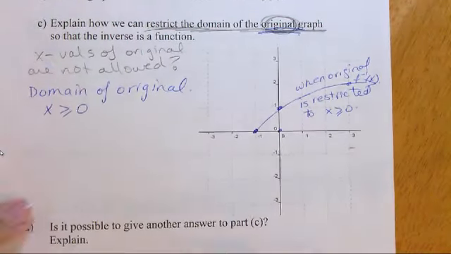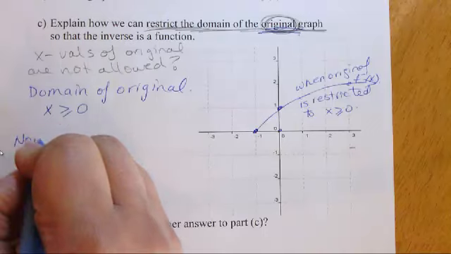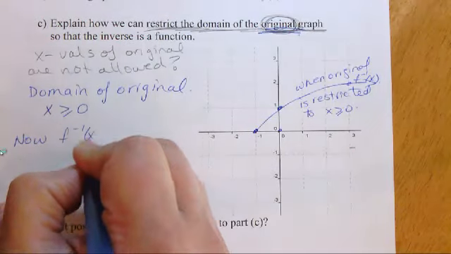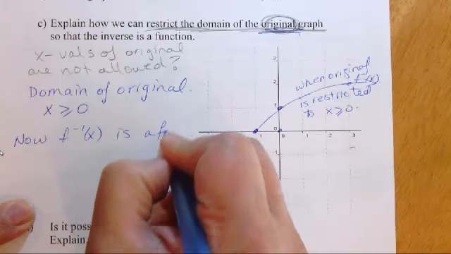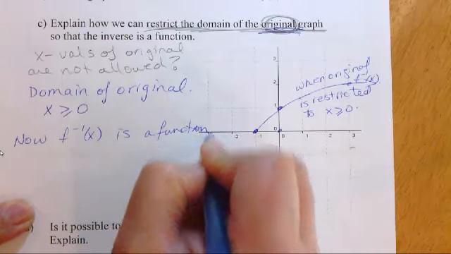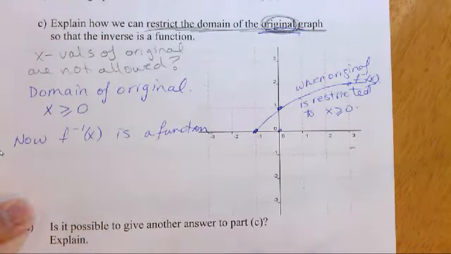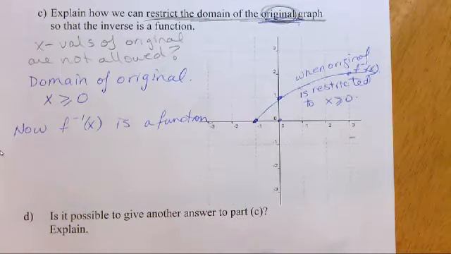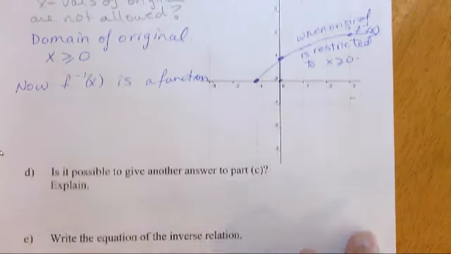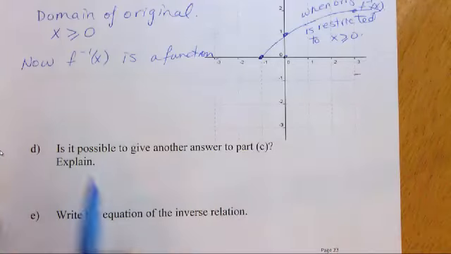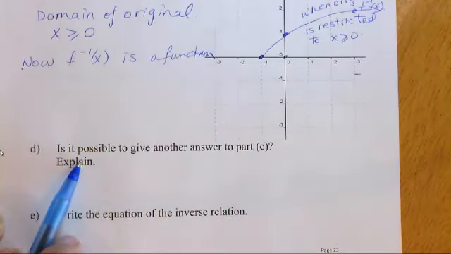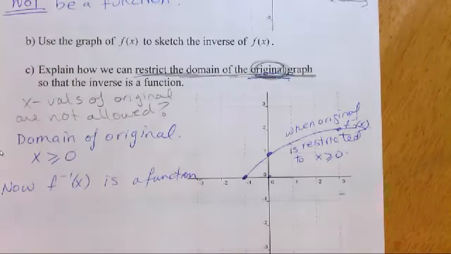All right, so now we can say that f inverse of x is a function. It passes the vertical line test. Okay? So we just took the right-hand side of the vertex in order to do that. So is there another possible answer that you can give? Well, sure there is. We could cut off the other side.